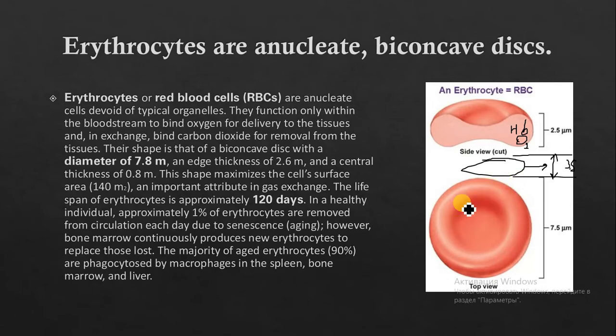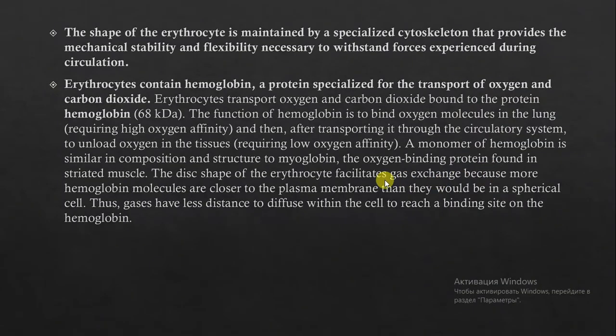So once again, without a nucleus, the cytoplasm is full of hemoglobin. No other organelles are present inside, so only cell membrane and hemoglobin. So nothing else. And a biconcave shape. So from both sides it's concave. So flexibility is the function. Okay, that's explained here.